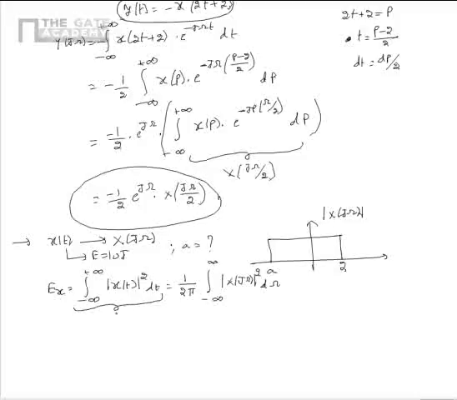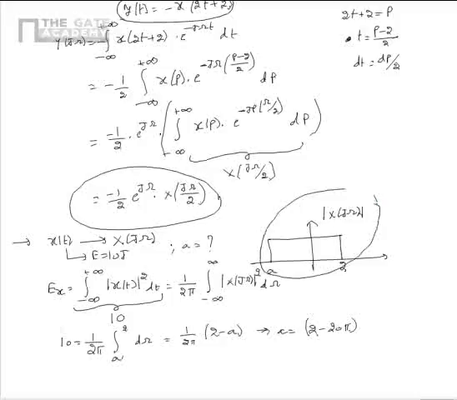We know that the quantity on the left hand side is 10 joules. From this, we can simplify the quantity on the right hand side as 10 is equal to 1 by 2 pi multiplied by integral a to 2 d omega, which can further be simplified as 1 by 2 pi multiplied by 2 minus a. Upon simplification, this becomes a is equal to 2 minus 20 pi. From this, we see that for the given X of j omega and for the given x of t with the energy of 10 joules, we can say that a should be equal to 2 minus 20 pi.